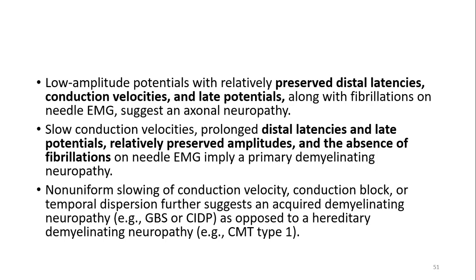As we said previously, non-uniform slowing of conduction velocity, conduction block, or temporal dispersion are the features of demyelinating neuropathy. Specifically, non-uniform slowing of conduction is a feature of acquired demyelinating neuropathy, as opposed to hereditary neuropathy, which shows a uniform decrement in conduction velocity.